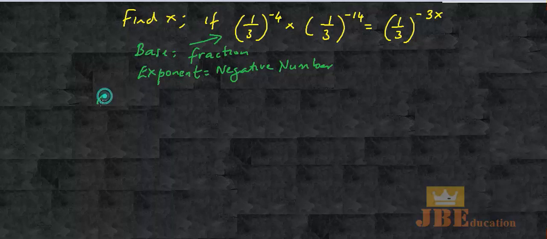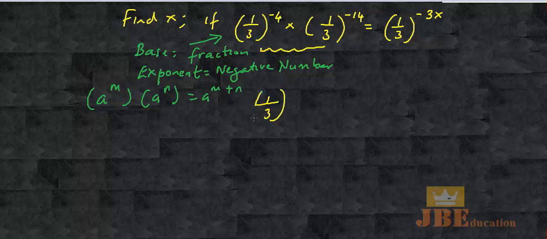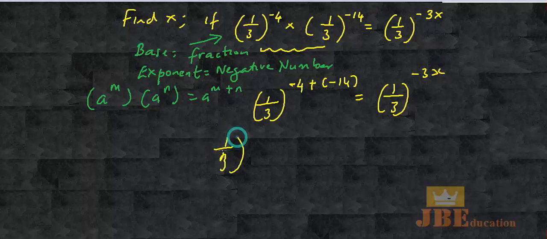Now what we are going to do is apply the formula a raised to the power m multiplied with a raised to the power n equals a raised to the power m positive n. So using this formula, clearly the left side can be rewritten as 1 over 3 raised to the power negative 4 plus negative 14, which is then equated to 1 over 3 raised to the power negative 3x. Rewriting, negative 4 added with negative 14 would give us negative 18, which is then equated to 1 over 3 raised to the power negative 3x.